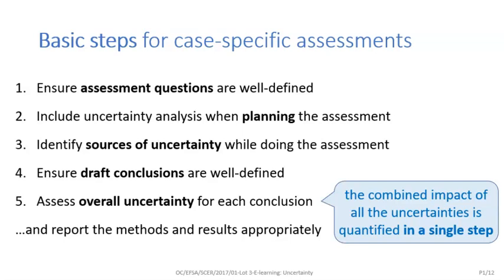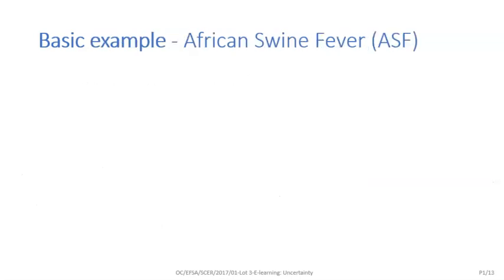What makes this basic is that the combined impact of all the uncertainties is quantified in a single step, whereas in a refined assessment, some sources of uncertainty are quantified separately first. Let's look at an example of a case-specific assessment using just the basic steps of uncertainty analysis. The example is from an EFSA opinion on African swine fever published in 2019.